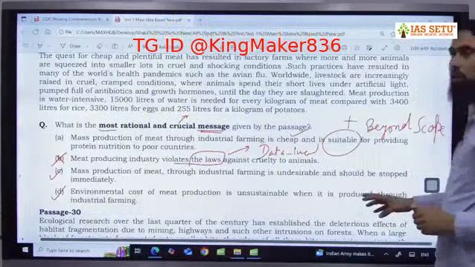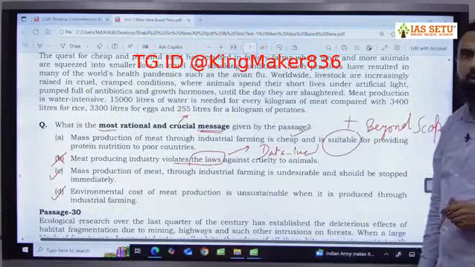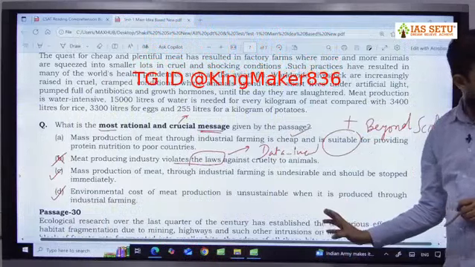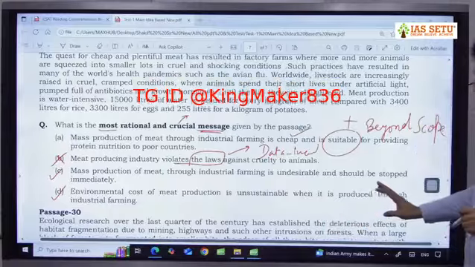How many have chosen D? Raise hands. D, Delhi, last option. Okay, all the online students have also chosen D.